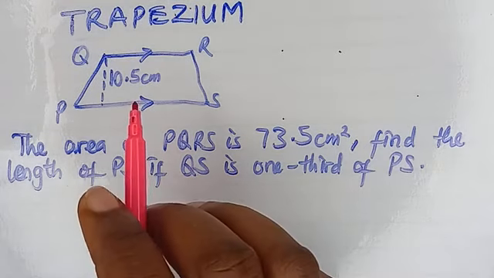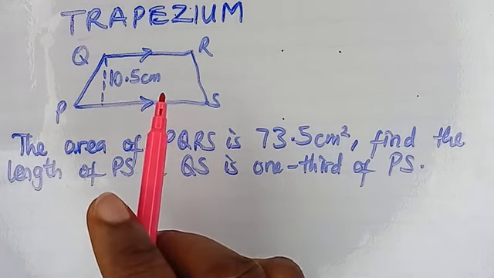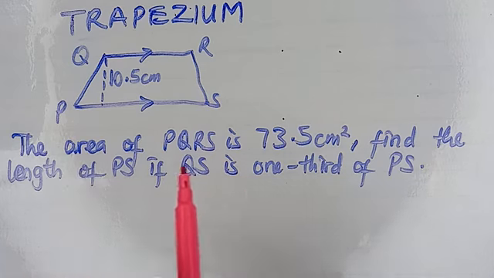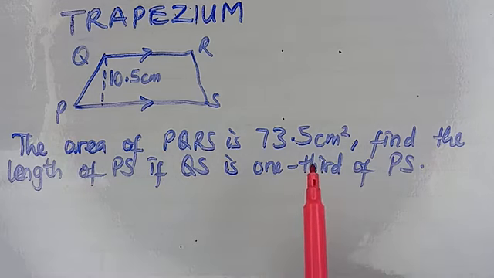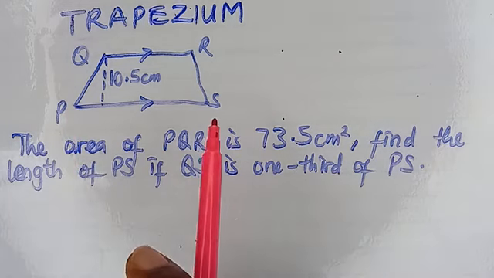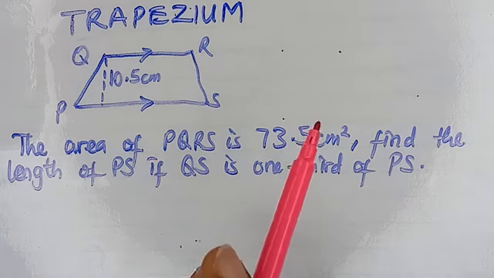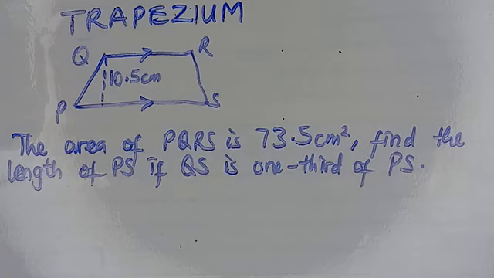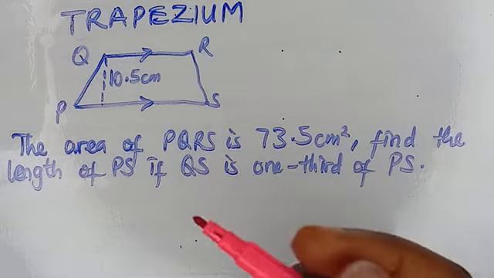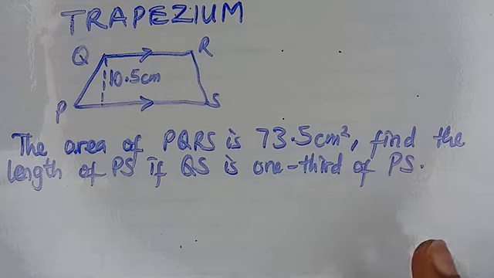Here we've been given this shape, a trapezium, and we have that the height is 10.5 cm, and we are told that the area is 73.5 cm squared, and we are told to find the length of this side PS if QR is 1/3 of PS. Wow, this is actually easy but looks challenging, right? So we're going to start from the last statement.